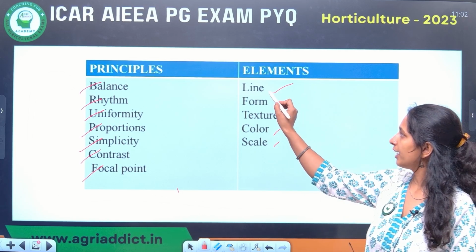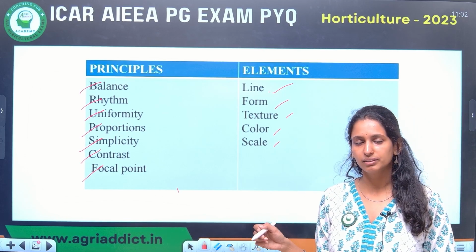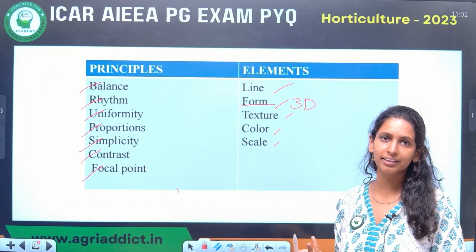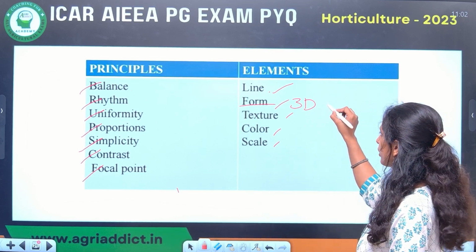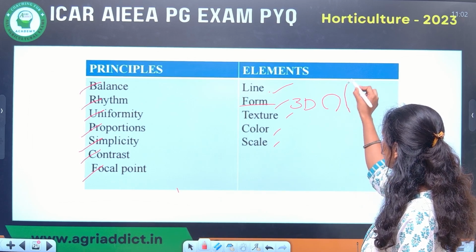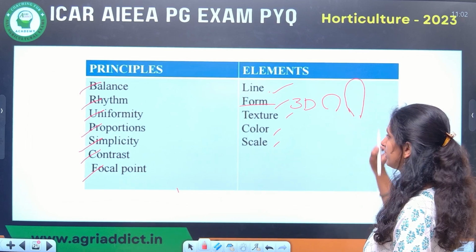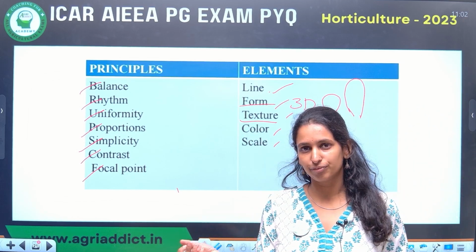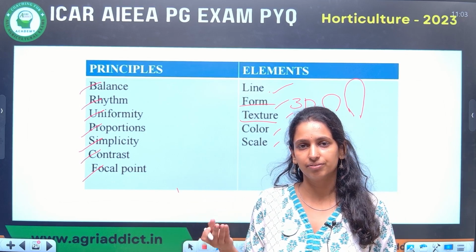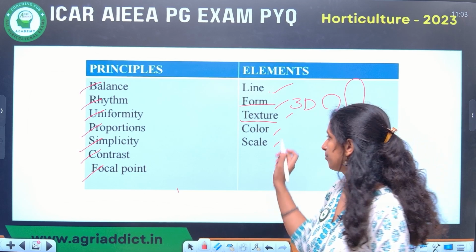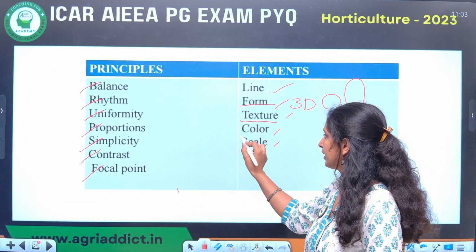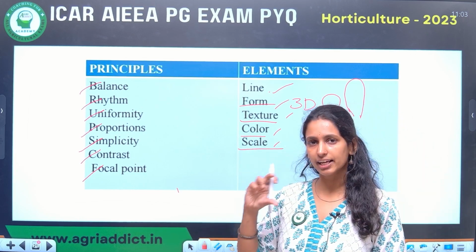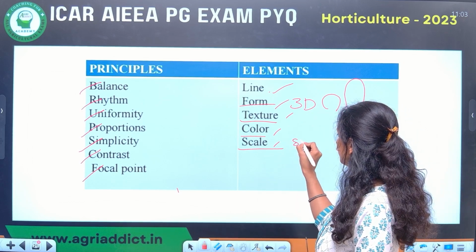Here line means it will be guiding us to the different parts of the garden. Form means it is a 3D structure. It may be the plant, or it may be the wall of the garden. For example, it may be a round shape, or it may be a columnar form. It may be a different type of form. Texture is how you feel. When you see something, you feel it is rough. Without touching, we can feel it is a rough structure or a smooth texture. So this is texture. Color will be different colors, you can see. And scale is the relative size of the different elements of the garden. Size.